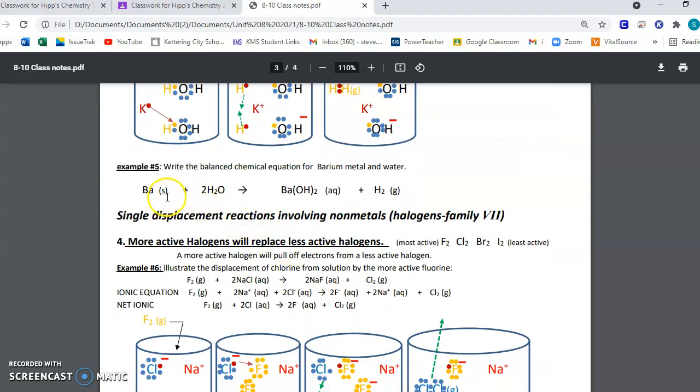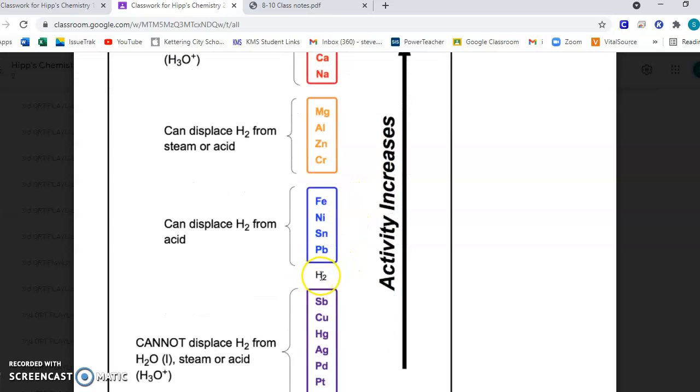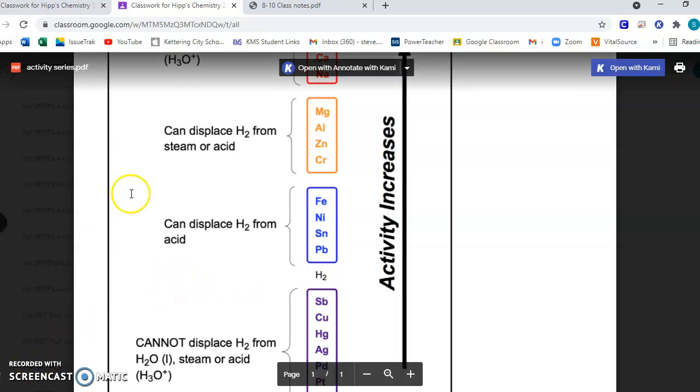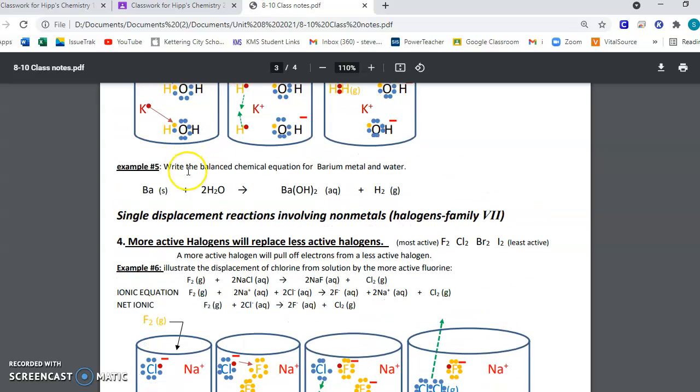Example 5. Will barium be able to replace hydrogens on a water molecule? Let's take a look at the activity series. Here's barium. It is far above the H's, so yes, barium can replace it. So let's take a look at the equation. How would that equation look? Barium is able to replace the H's. Really, we could write this as HOH. Barium will replace the H, leaving behind the OH.